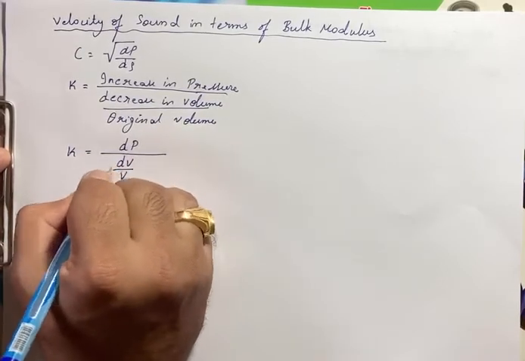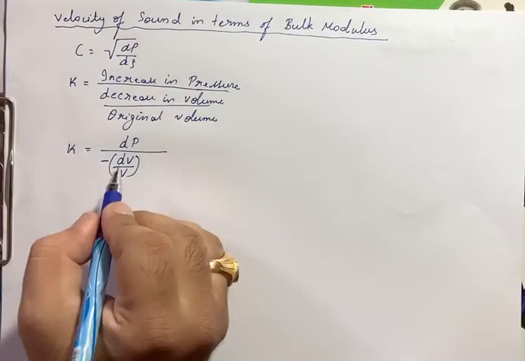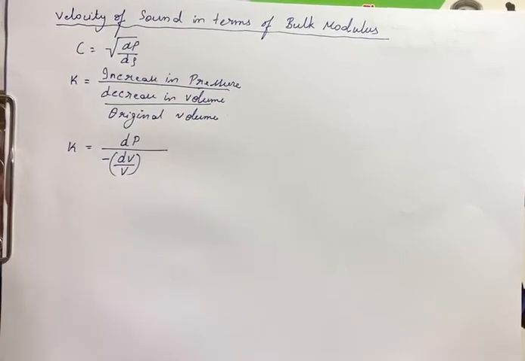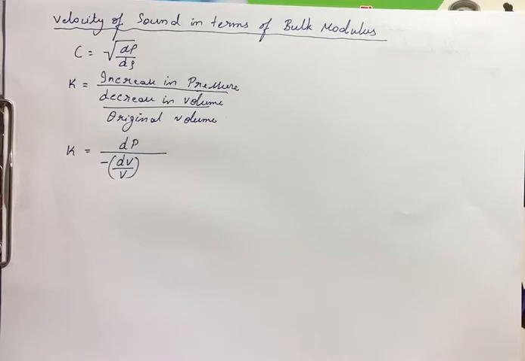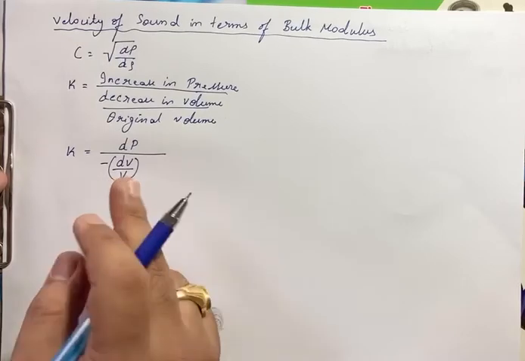Now I can write K is equal to dP, the increase in pressure, divided by dV divided by V. Here dV by V I'll write in terms of negative. Why? Because the negative sign is taken as the pressure increases, the volume decreases. That's why I've taken it as a negative sign here. Minus dV is because the volume is decreasing when the pressure is increasing, right?